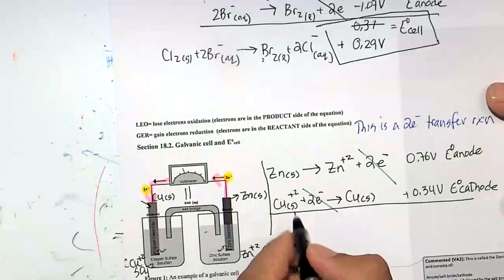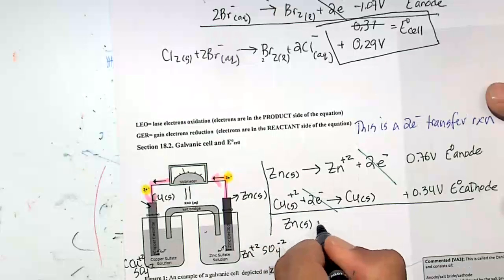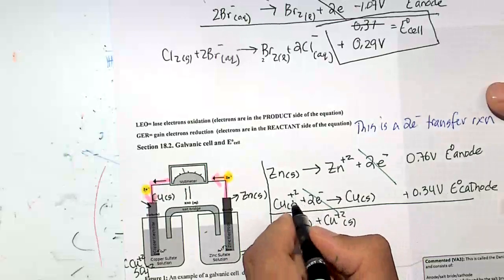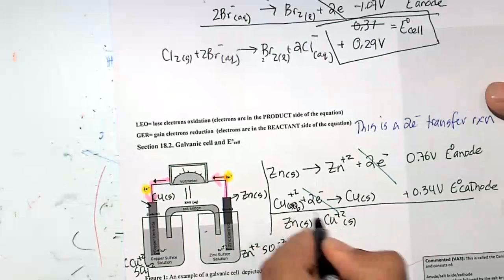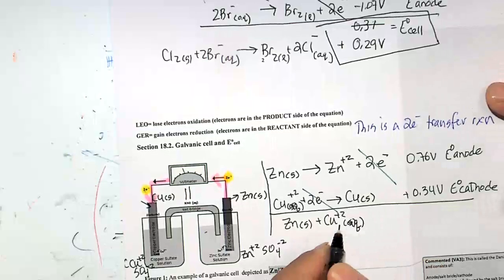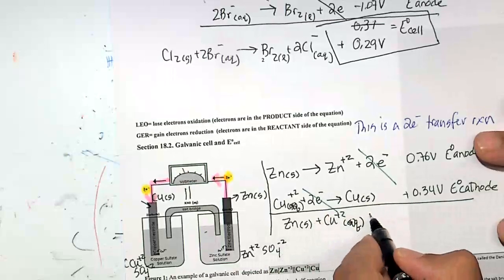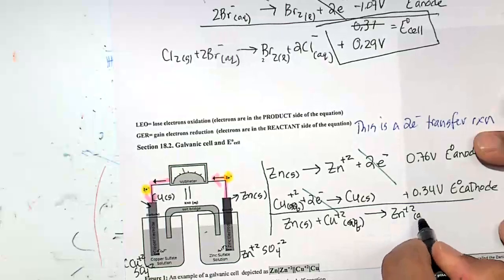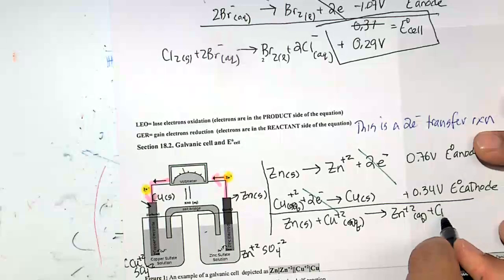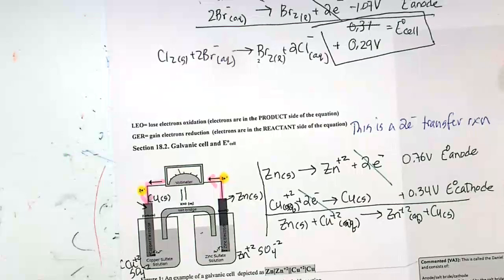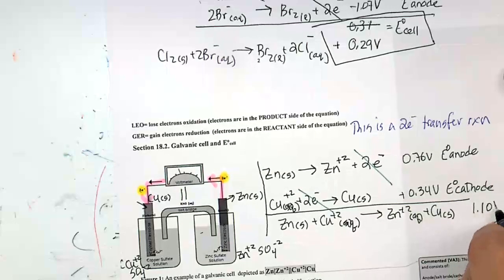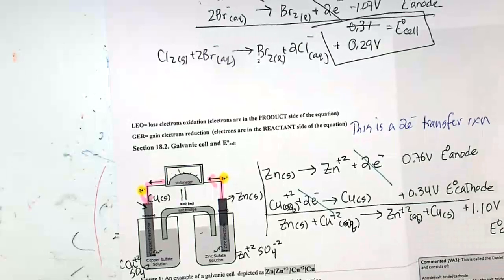So our net reaction is going to be zinc solid plus copper plus 2 aqueous. I'm sorry, this is aqueous. Copper plus 2 is aqueous. Any ion is aqueous. Goes to zinc plus 2 aqueous plus copper solid. Okay, we add them together. We get E cell. And E cell here is 1.10 volts positive.